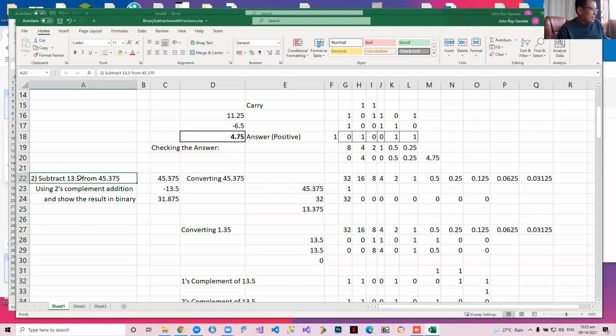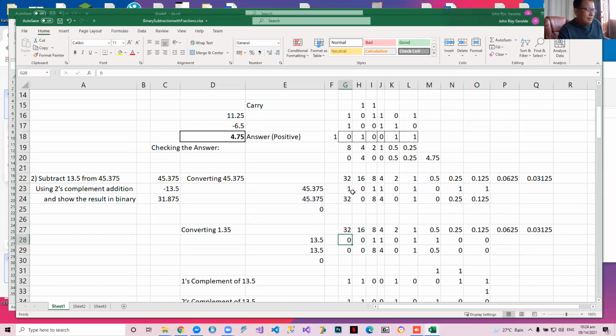13.5, we are going to convert this into the 2's complement form. So the 45, we'll just convert this to binary. We need a 32. We can have a 16. We can have an 8, a 4, we can have no 2. We can't have this because it's bigger. We have this on, and then we're done. Any questions so far?